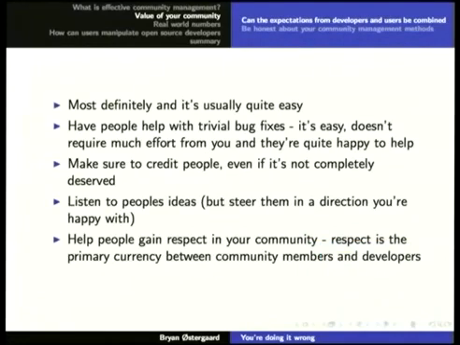And yeah, when you have a clear idea what you want from users and what they want from you, you can definitely find some way of making these goals meet each other. And as I said, yeah, help people with trivial bug fixes and stuff. Make sure to credit people. It's the only currency we really have in open source.